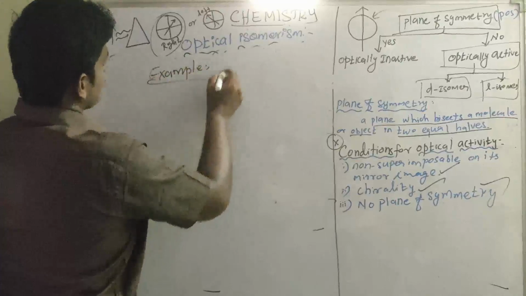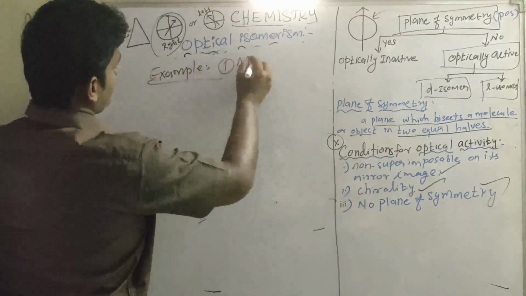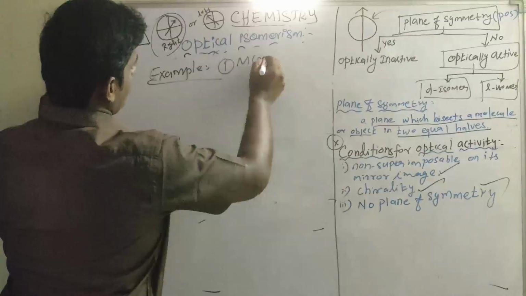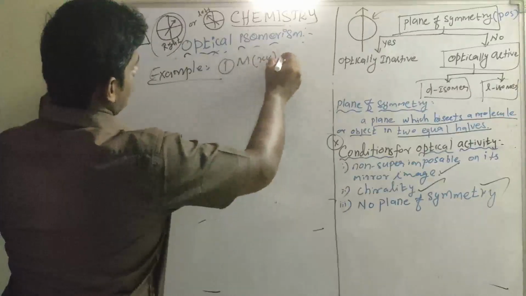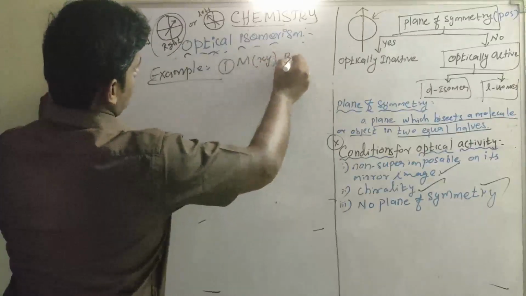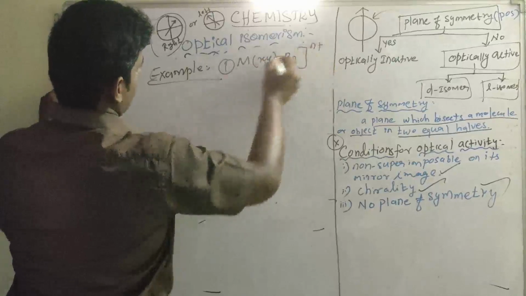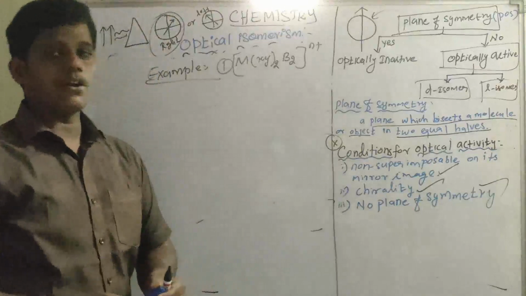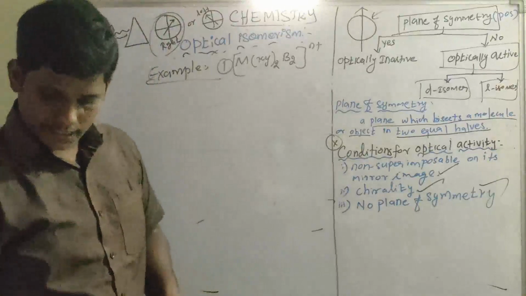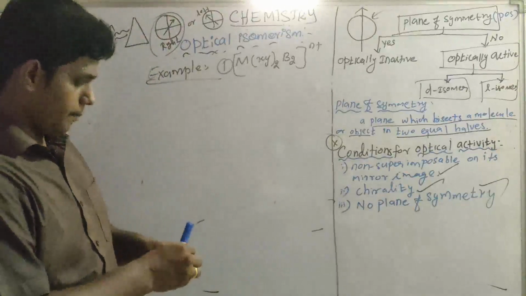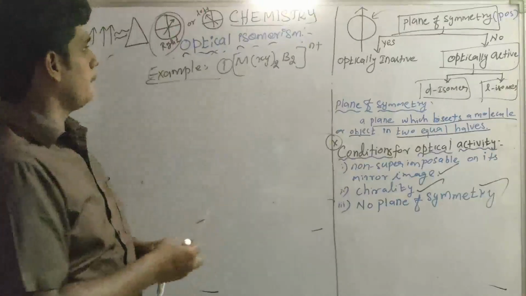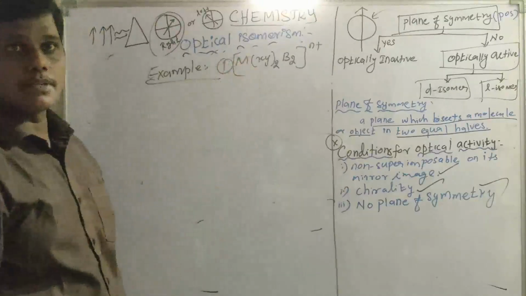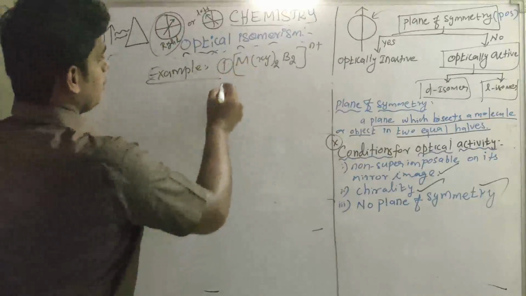Example number 1: M(XY)2 B2 n plus or minus. It is also called a bidentate complex. Optical isomerism is exhibited by the bidentate complex M(XY)2 B2. Here X and Y are symmetrical bidentate ligands.